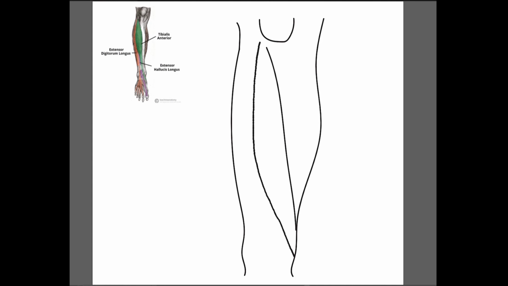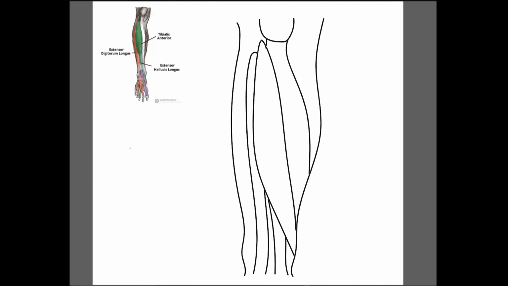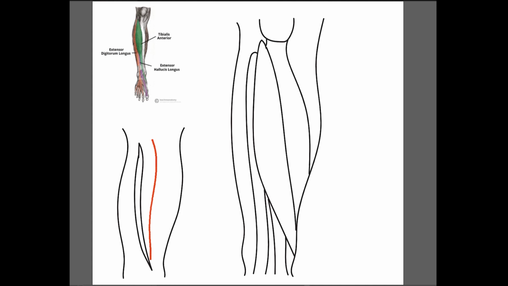Moving to the leg, we begin by looking at the anterior leg. The most central muscle that sits on top of the tibia is the tibialis anterior. This muscle dorsiflexes the ankle. The muscle found laterally to the tibialis anterior is the extensor digitorum longus. This muscle both dorsiflexes the ankle and extends the toes.